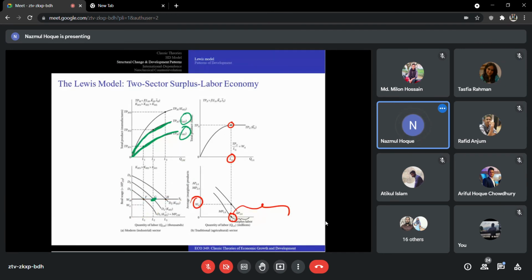And as you would expect, the new intersection at point G represents the new equilibrium with L2 amount of workers, and the profit for the capitalist is this area, almost like a triangle.